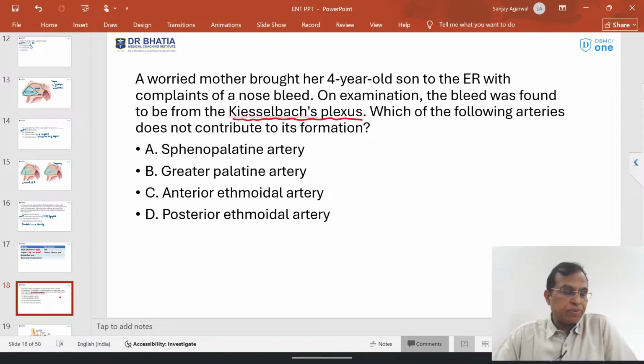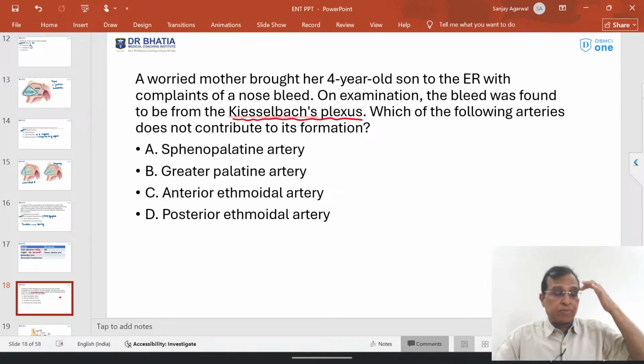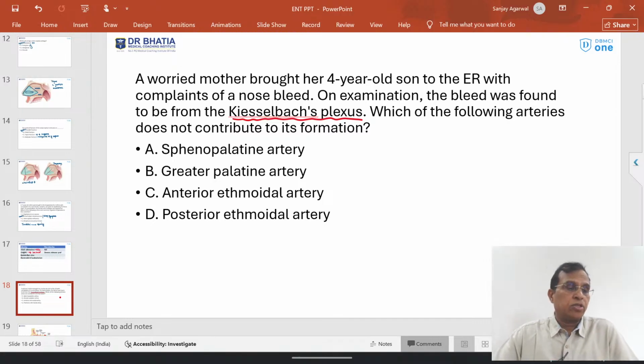So, this is a very simple question. I think most of you can answer this question. Basically it is a simple question: out of these four, which artery does not participate in Kiesselbach's plexus? So come on guys, please answer this question. Yes, Ranjan is saying D. This is the correct answer.